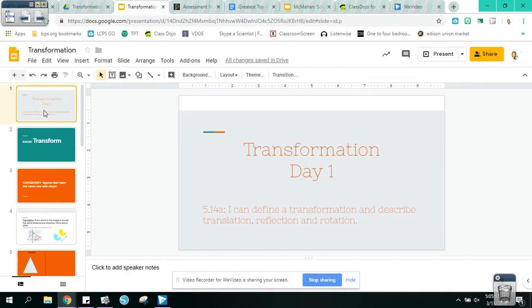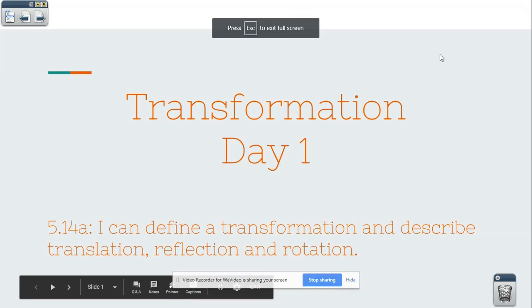All right, welcome to talking about transformations. You should have a whiteboard and marker and eraser in front of you.